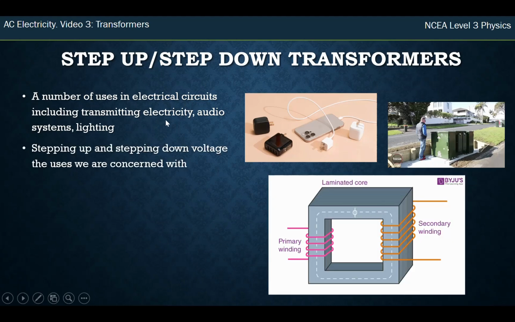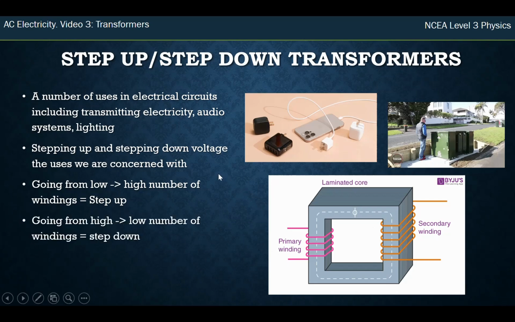So stepping up and stepping down the voltage happens when you have a different number of coils or windings in the primary side to the secondary side. Stepping up goes from a low number of coils to a high number of coils, and stepping down is if we went from a high number of coils down to a low number of coils.